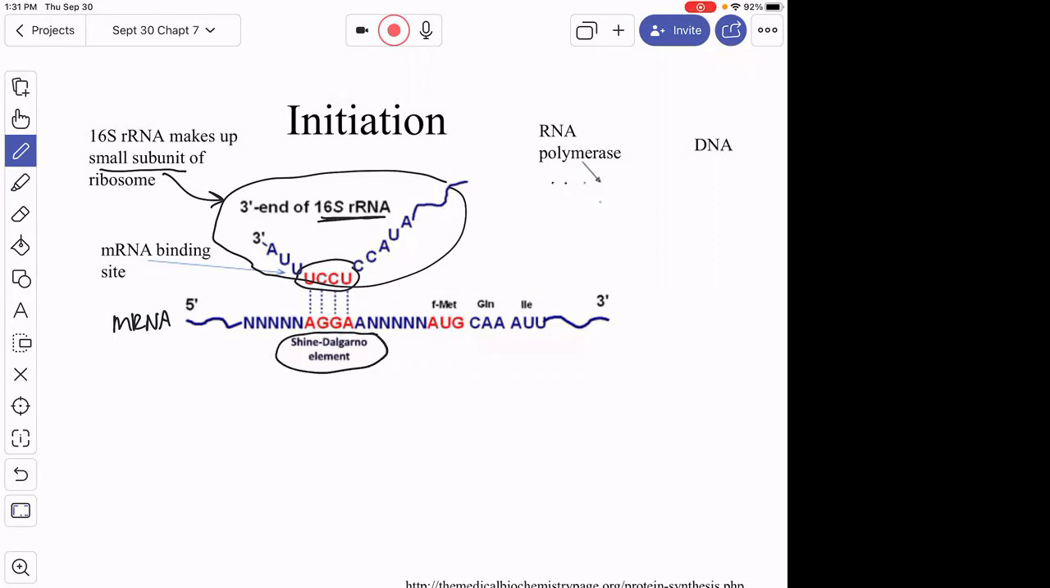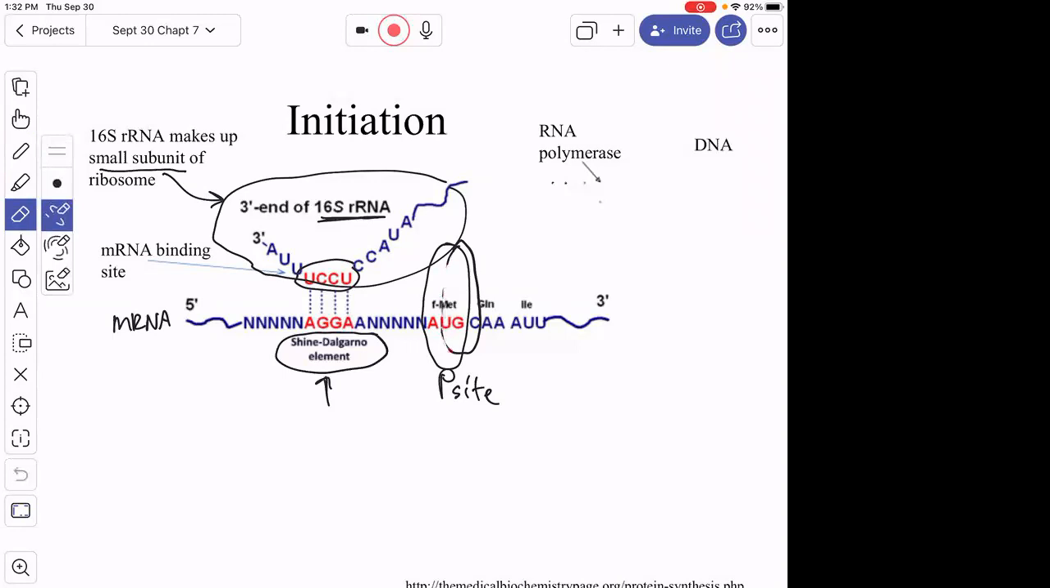Now your book mentions that briefly, but doesn't really incorporate it into any of its graphics, so I wanted to bring that in. It's important that that lines up just right because this AUG has to line up just right with the P site. Think about it. What if this is off by one base? UGC is going to encode for something totally different, and it's not a start codon. So initiation can't start unless that lines up just right.